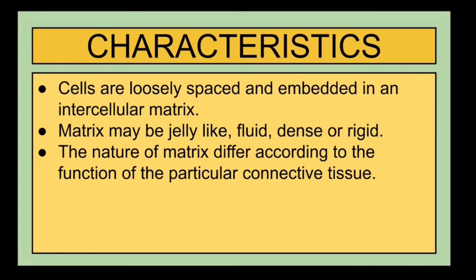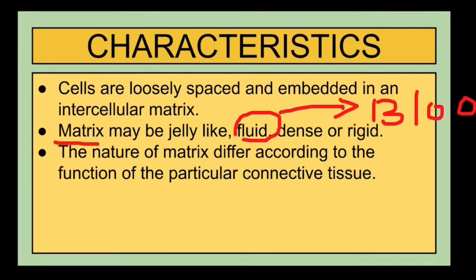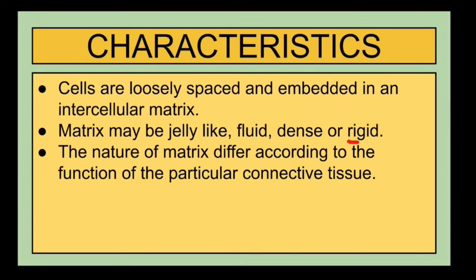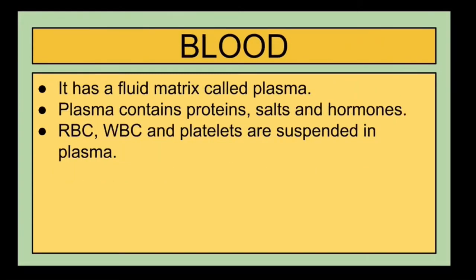For example, blood. Its function is to transport substances, so it has a fluid matrix. For example, bone. It has a rigid matrix because its function is to support the body. The first connective tissue that we are starting is blood.